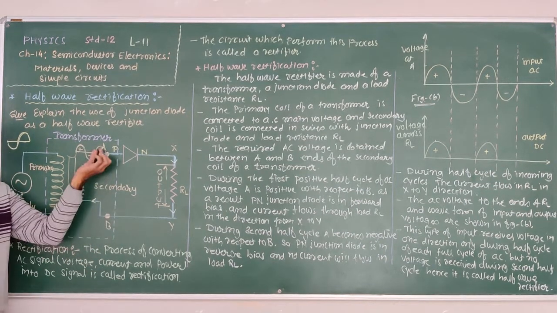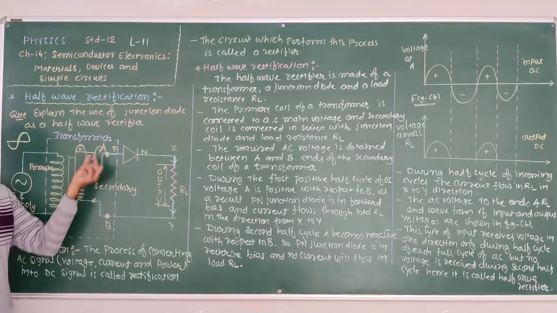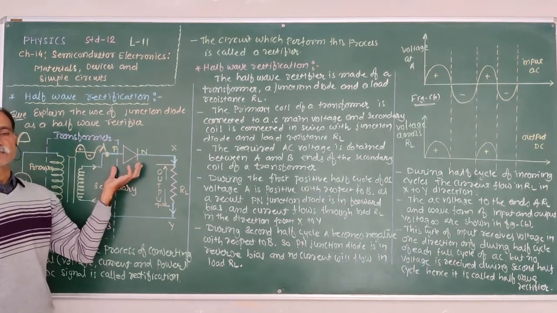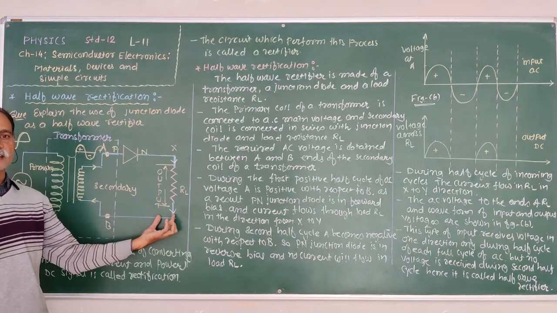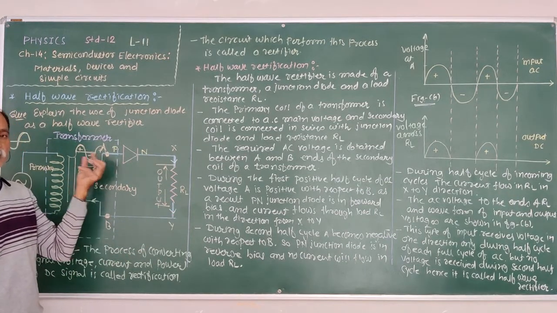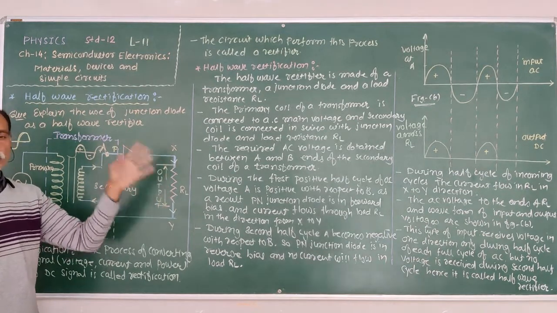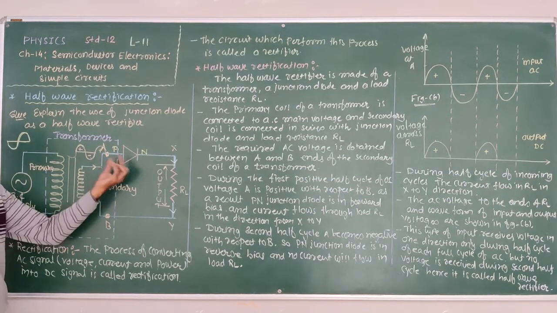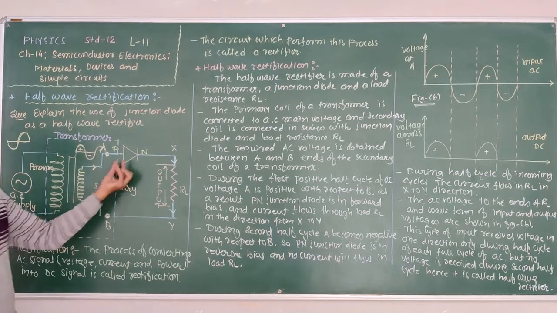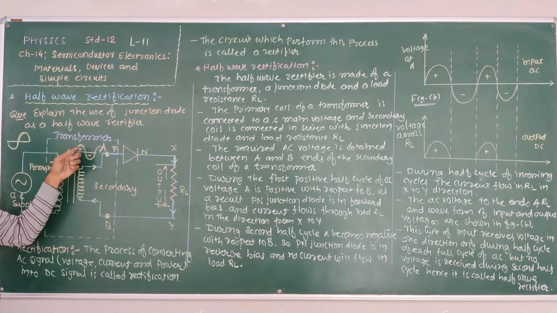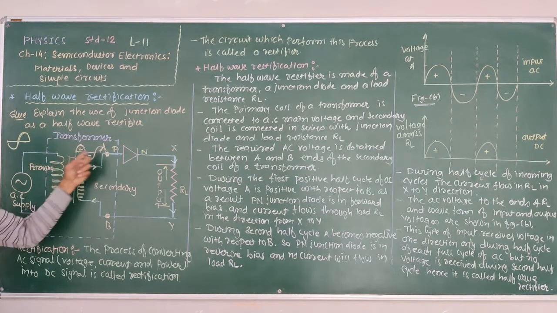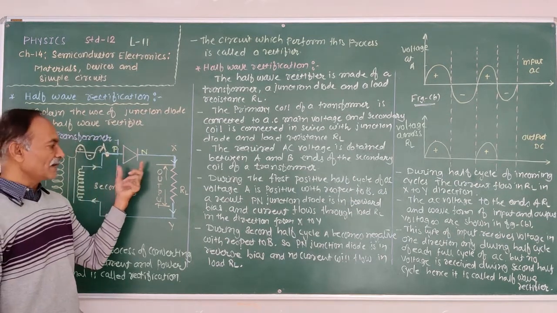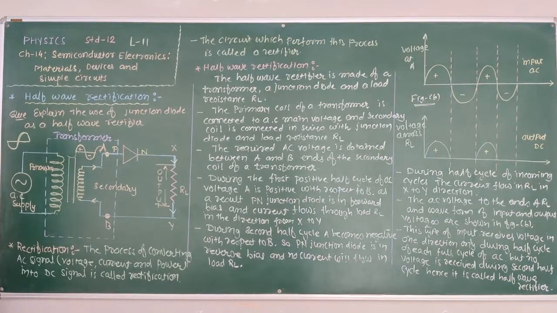We only have to discuss the two cycles, positive and negative. During the positive half cycle, the PN junction diode is in forward bias, and current flows through the load resistance RL. During the negative half cycle, the PN junction diode is in reverse bias, and no current flows through RL. Thus, during the half cycle of the incoming signal, the current flows in RL. Because the next incoming cycle is positive, the PN junction diode again becomes forward biased and current flows through RL.